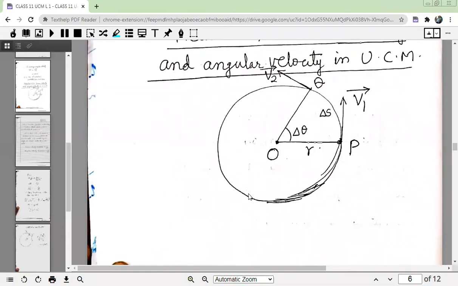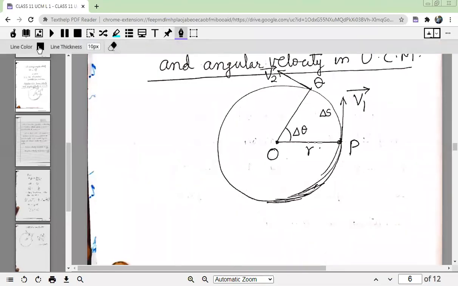Now you can see this circle. This is the angle moved. It's clear. What is the angle moved? Angle moved is delta theta. What is the radius? This radius OP is R. And what is the distance covered over the circumference? Delta S.